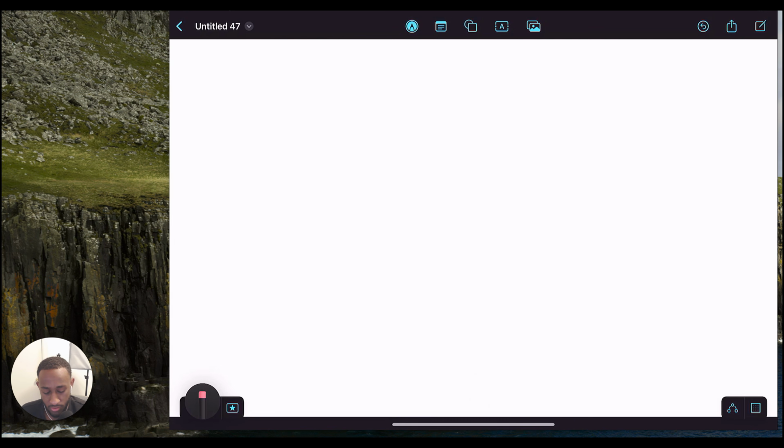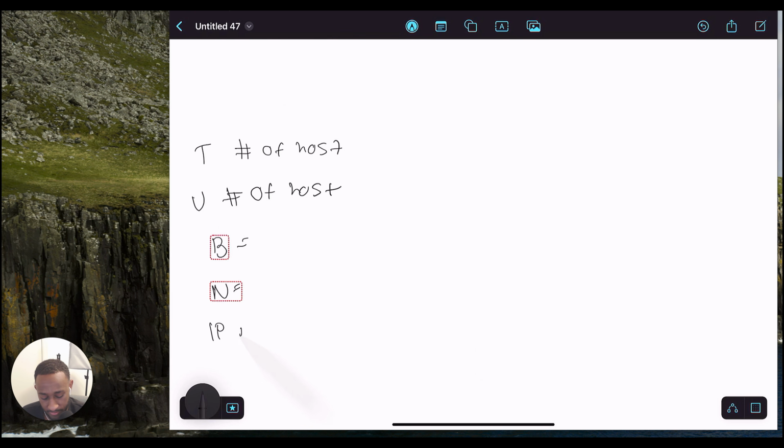So now let's do this. Basically the things we're going to be looking for are the number of hosts. We'll say this is total, this is usable, number of hosts. We'll say broadcast, network, and what's the next thing we want to look for is the range, the IP range. These are the things they want you to find. That's it. It's these 5 things.